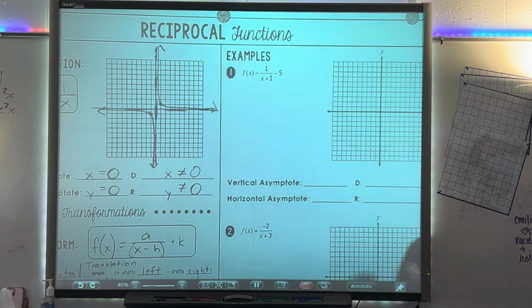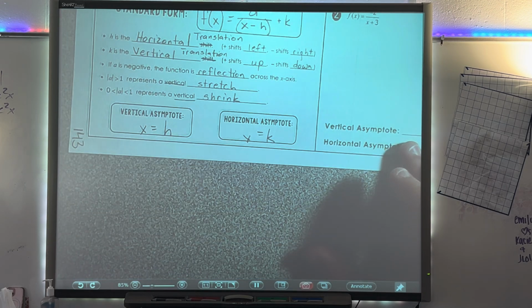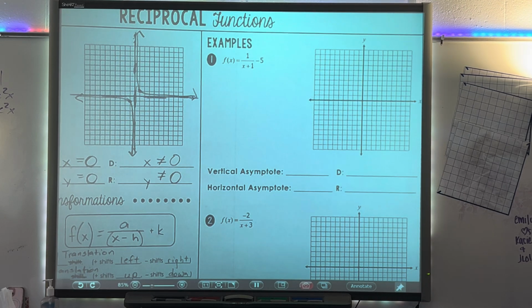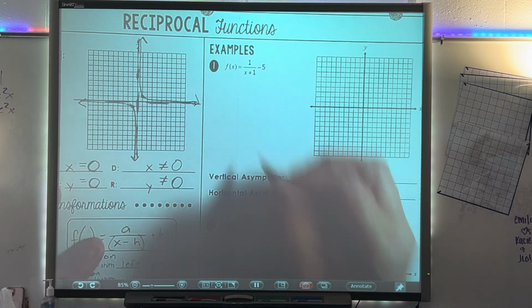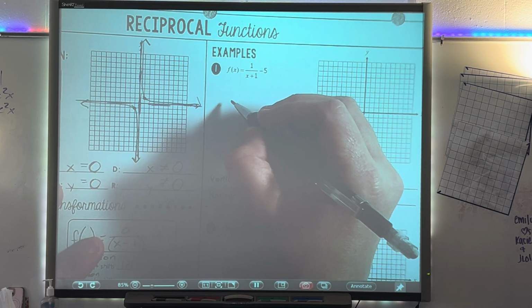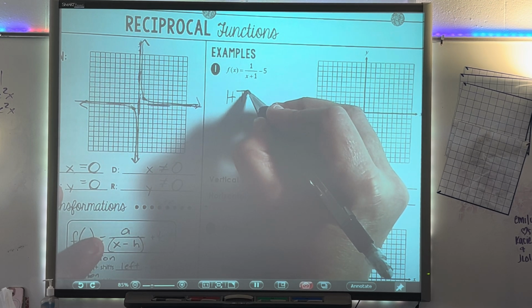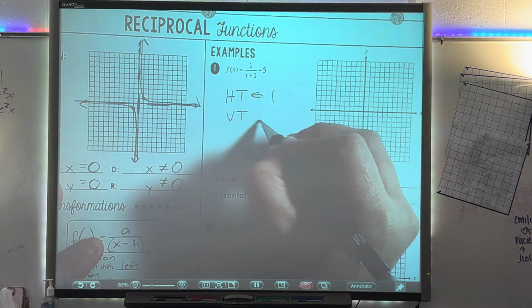All right, so if we take a look at this one right here. What are my two transformations? Because there are absolutely two. To the left one, and down 5.